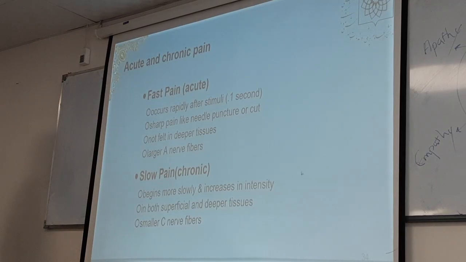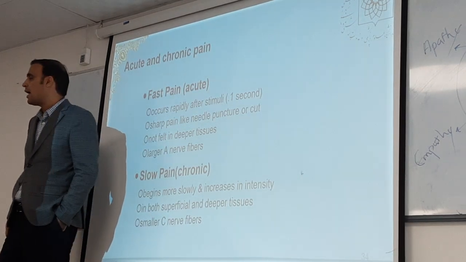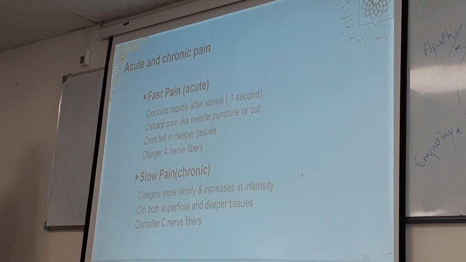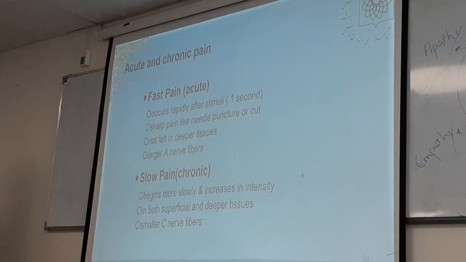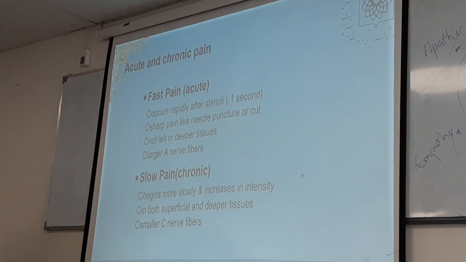Pain has two types. One is the fast pain or acute pain, and another is the slow pain. Acute pain is the pain that we feel at the beginning of the symptoms. For example, you are hitting your skin with a hammer, and suddenly you feel a pain. This pain is very sharp and high intensity.